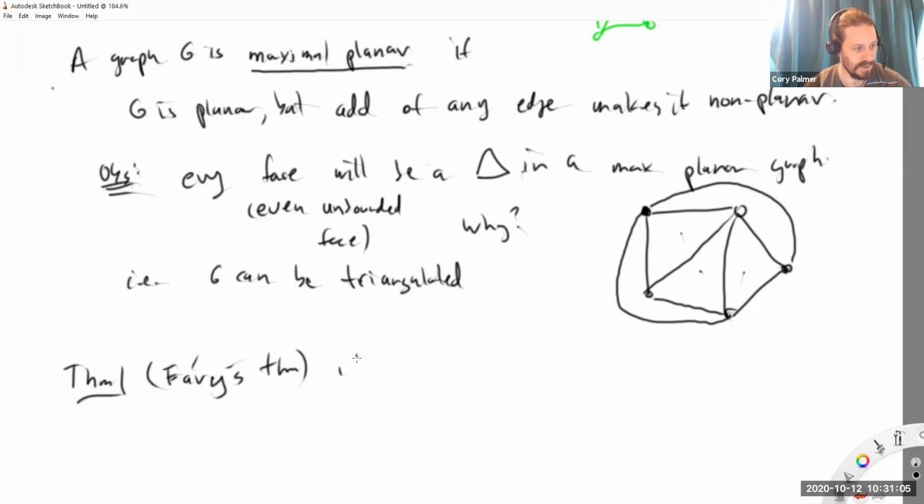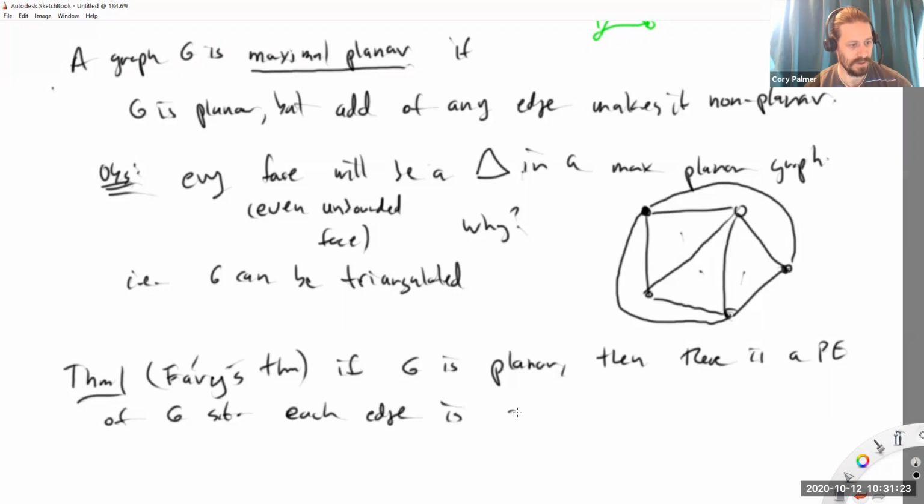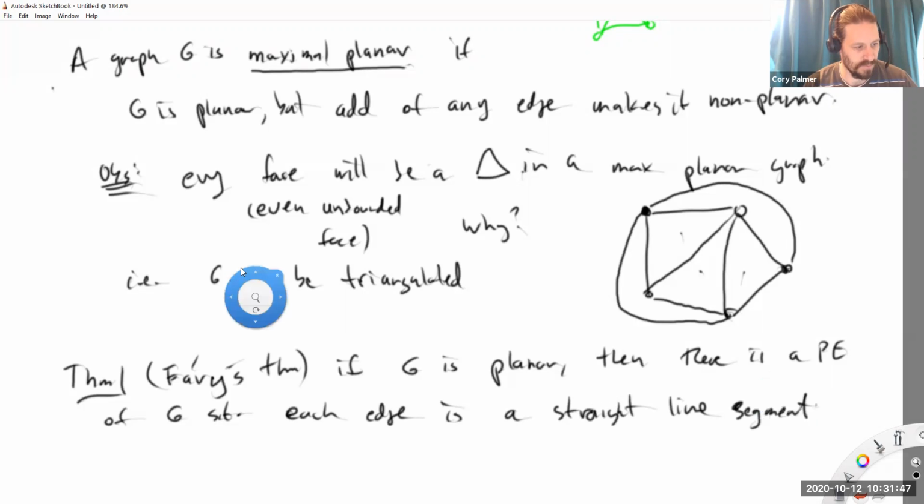Okay. So if G is planar, then there is a planar embedding of G such that each edge is a straight, that's redundant, but line segment. Okay, so there's some way to do it that we have no curves at all. So you can make these pictures nice. Okay. This will be handy for some theorems later. It's just a cool fact to know. It's often not proved in graph theory classes, but I think the proof is nice.